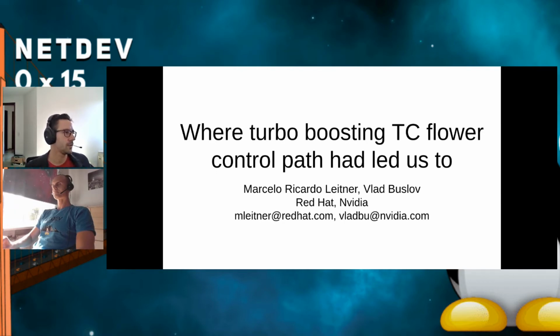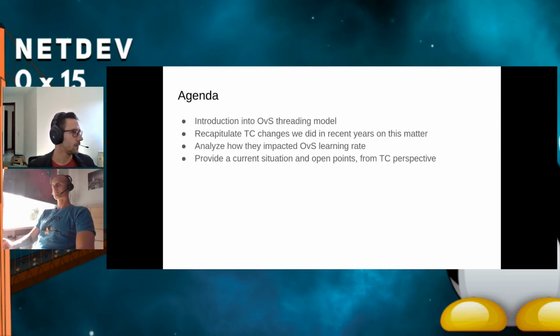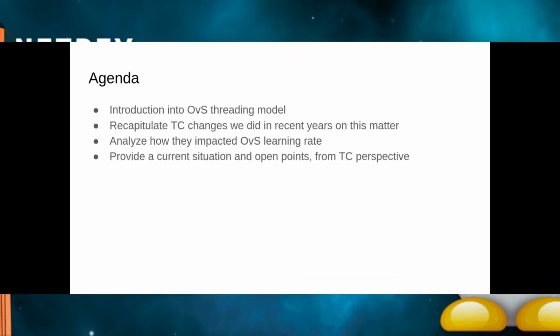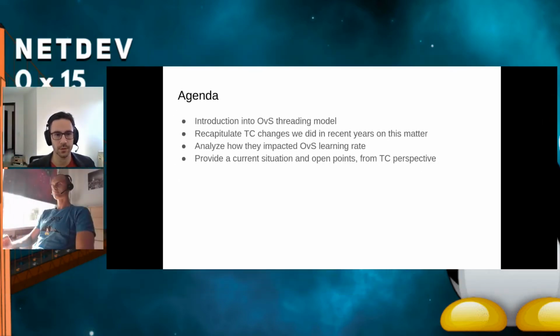Today we'll be talking about where turbo boosting TC flower control path has led us with regards to Open vSwitch. In the first moment we'll be doing an introduction into the OVS threading model and understand how it plays out with TC. We'll recapitulate TC changes we did in recent years on this matter. We'll analyze how they impacted OVS learning height and why this test is different from pure insert height tests. We'll provide the current situation and open points from a TC perspective. We'll not be covering OVS specific changes. And now I'll hand over the mic to Vlad.